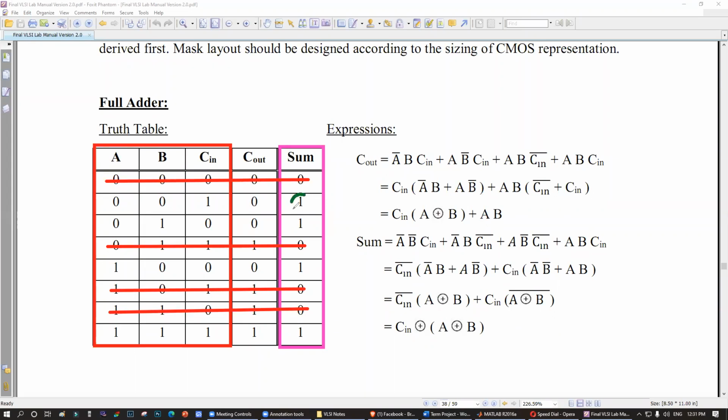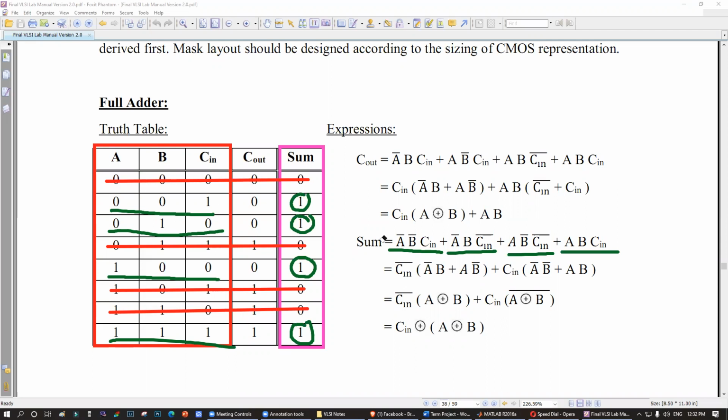Now for the equation writing, for this one, what is the condition? A bar B bar C, right? For next one, A B bar C in bar, right? A bar B C in bar, right? For next one, A B bar C bar, exactly. Next one, ABC, right? Okay, everyone, understood?